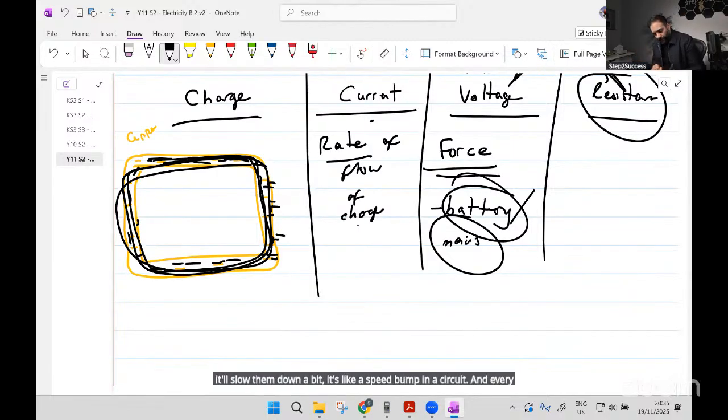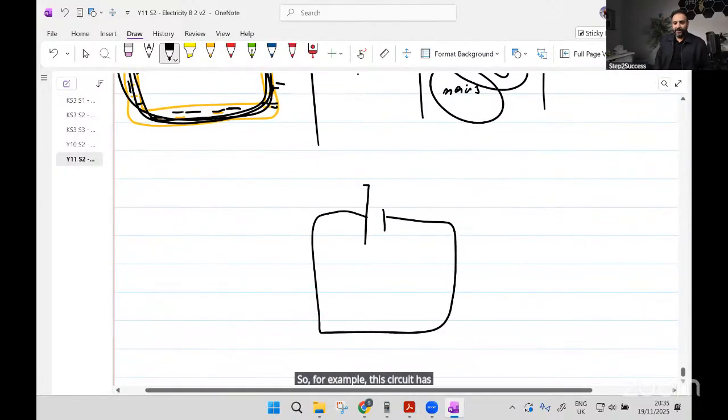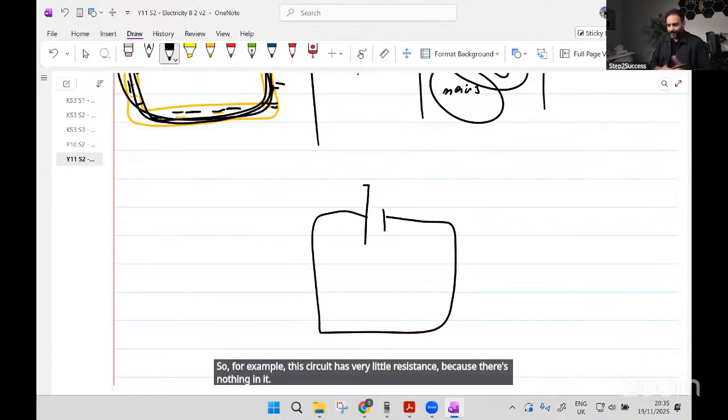And every component has a resistance. So, for example, this circuit has very little resistance because there's nothing in it. You see what I mean? There is nothing in it.